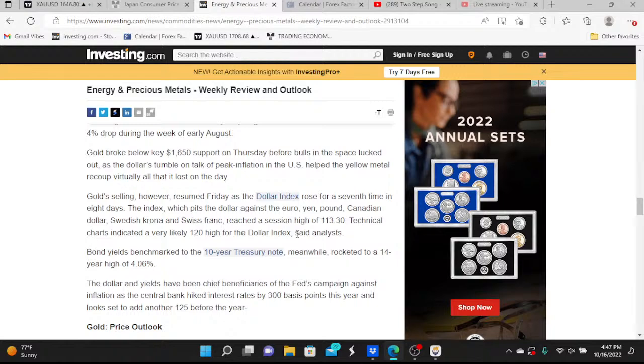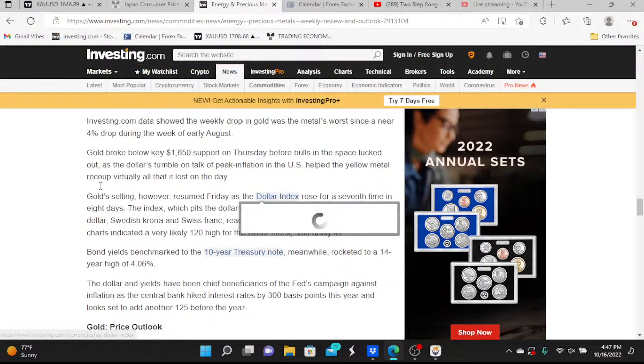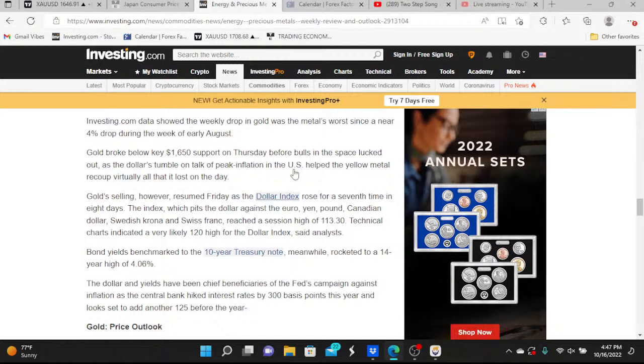The index, which pits the dollar against euro, yen, pound, Canadian dollar, Swedish krona, and Swiss franc, reached a session high. Technical charts indicated a very likely 120 high for the dollar index. Wow. Okay. You can literally see this paragraph as well. He said technical charts indicated a very likely 120 high for the dollar index, said analysts.